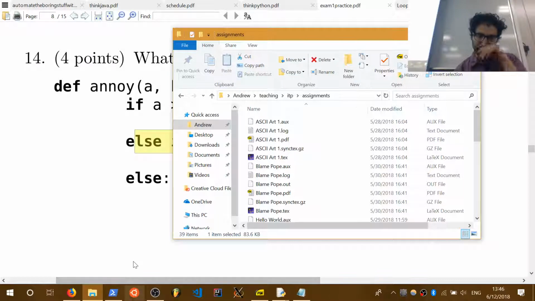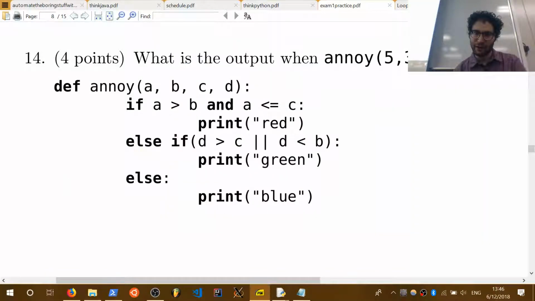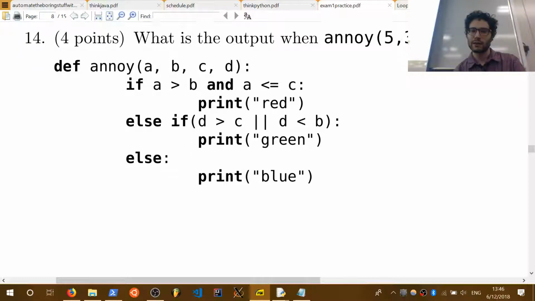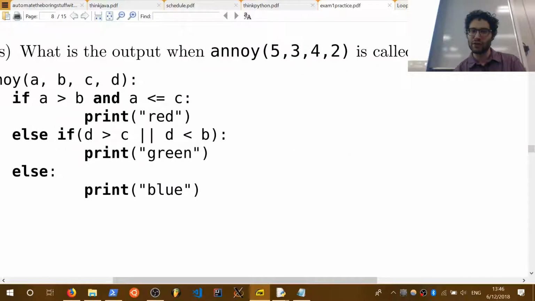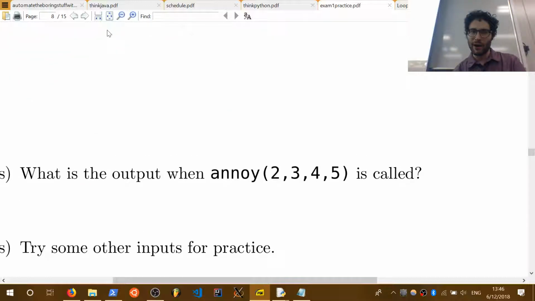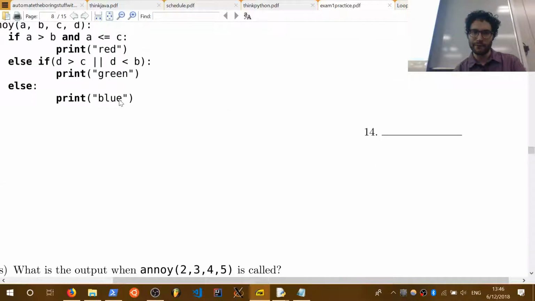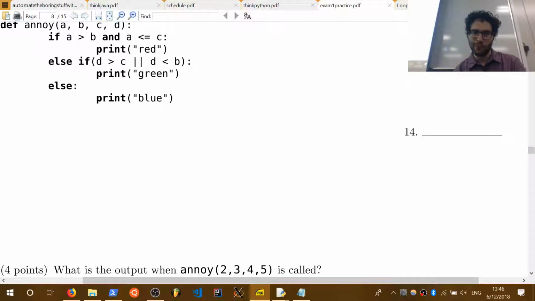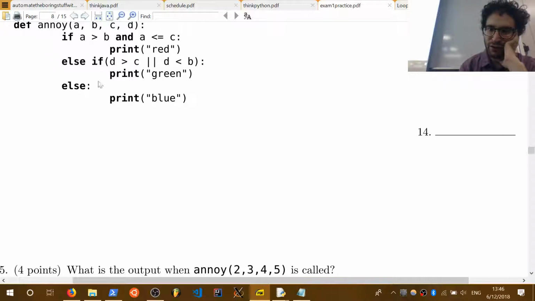Now, is 2 greater than 4? No, it's not. Or 2 is less than 3. That's true, so we're going to print green instead. So that's the true statement, so we print out green. So what about this one? What about 2, 3, 4, 5? 2, 3, 4, 5, right? So is 2 and 3?